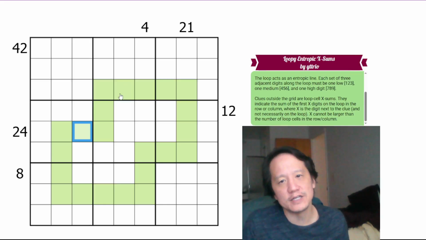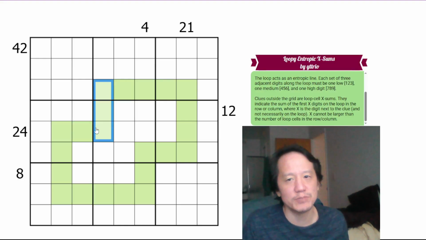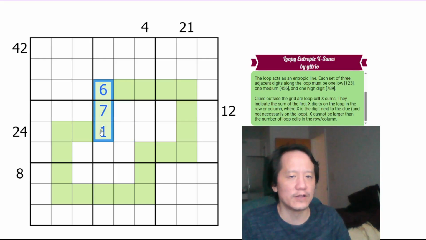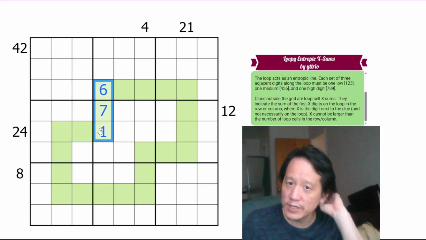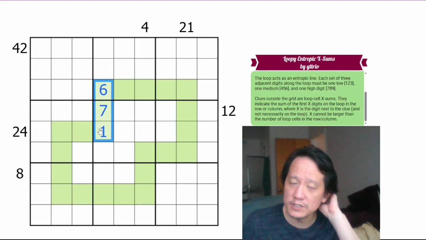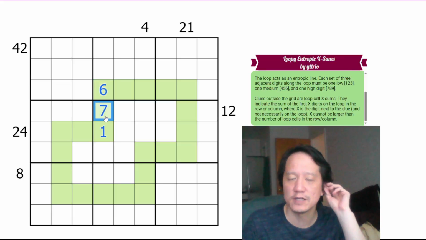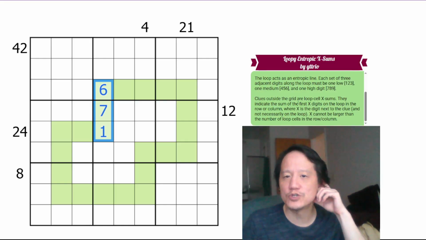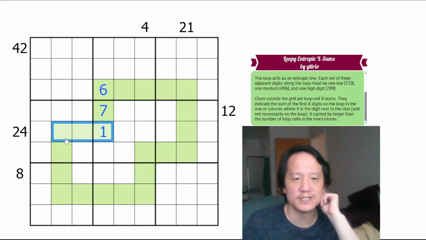The loop acts as an entropic line, where each set of 3 adjacent digits along the loop must be 1 low, 1 medium, and 1 high. So you could have something like 6, 7, 1 here, and that would be valid because along this stretch of 3 adjacent digits on the loop, we have 1 low, which is the 1, 1 medium, which is the 6, and 1 high, which is the 7. So that's how entropic lines work, and that's for any set of 3 adjacent digits on the line.